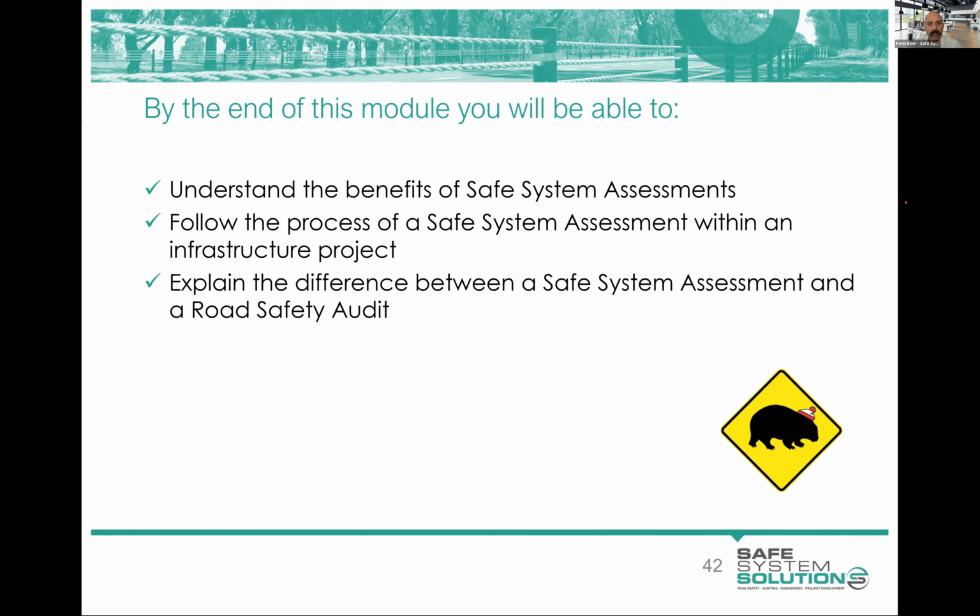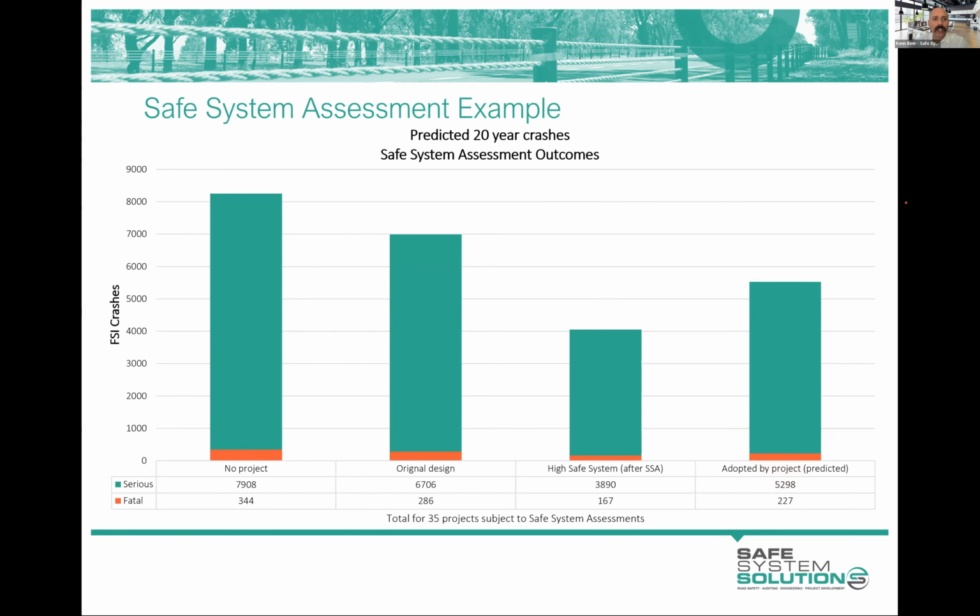Okay, so there was an independent evaluation of safe system assessments undertaken, led by Blair Turner. And this is sort of one of the key outputs or outcomes of the independent evaluation of the effectiveness. And I'll explain this, and I'm going to spend a bit of time on this chart because it tells quite a story.